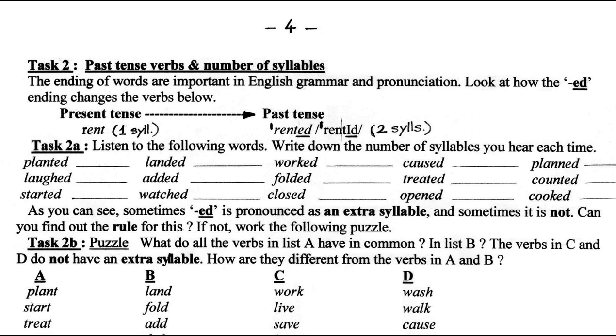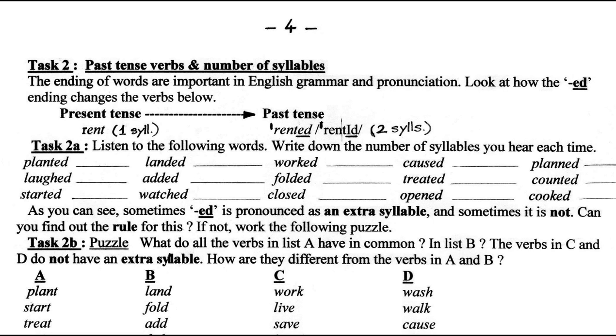Hello everyone, this is the recording for Lesson 3 in Phonetics entitled Past Tense with ED and the Number of Syllables. Last time we stopped on page 4, so we carry on with Task 2. Past tense verbs and number of syllables. The endings of words are important in English grammar and pronunciation. Look at how the ed ending changes the verbs below.